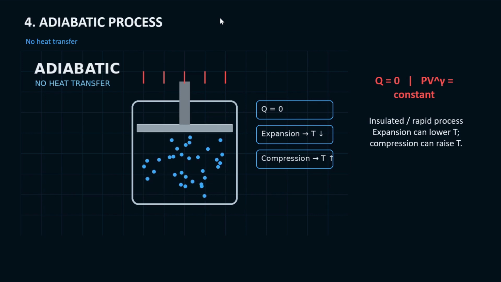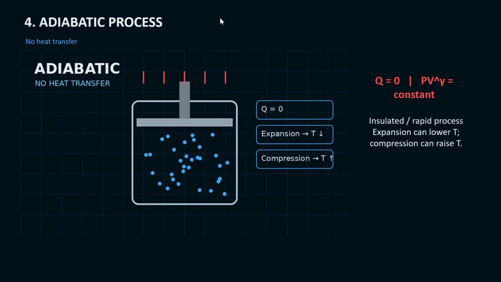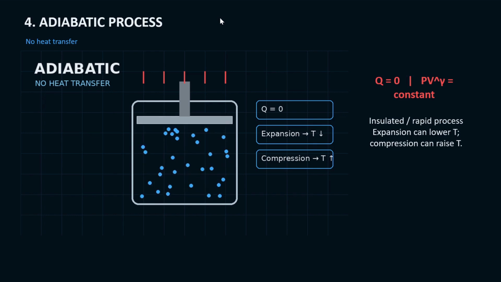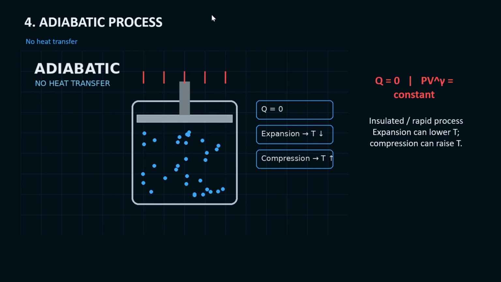Since no heat enters, the energy required for the work comes from the internal energy of the gas. Therefore, its temperature can decrease. During compression, the opposite can happen. Work is done on the gas, causing its temperature to increase. For a reversible adiabatic process involving an ideal gas, the relation can be written as PV to the gamma equals constant. On a PV diagram, the adiabatic curve is generally steeper compared to the isothermal curve.